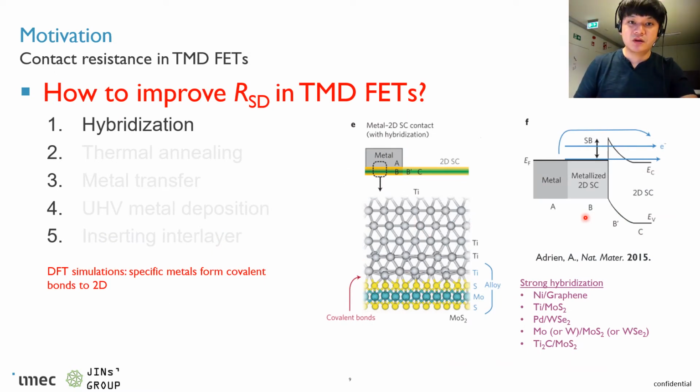So first, how can we improve the top contact resistance? First, we can use metals that make a strong hybridization effect. As a representative example, we can use titanium contact for molybdenum disulfide, and this metal can make covalent bonds with a strong interaction. There are also other combinations with strong hybridization, such as nickel, graphene, or titanium with molybdenum disulfide, and palladium with tungsten diselenide.